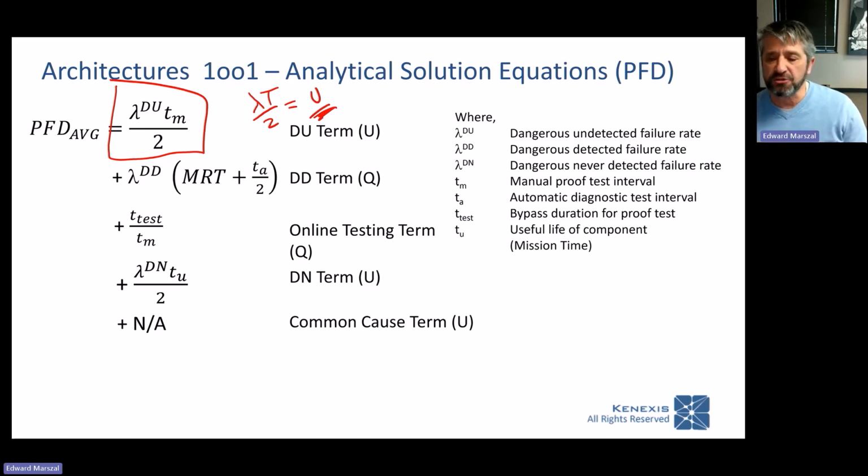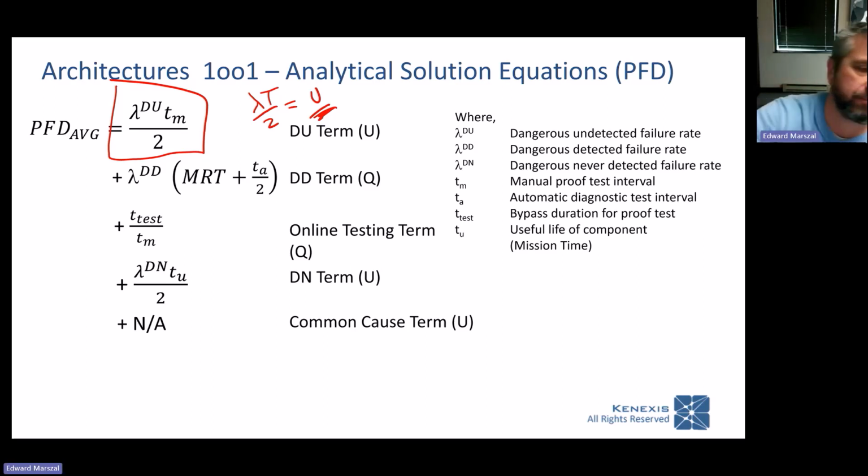Unreliability. Dangerous undetected failures exist for the entire mission. You cannot detect and repair a DU failure mid-mission. Therefore, the appropriate way to model it is unreliability, which is lambda T over 2, the average unreliability over the mission time. It's not the lowest, it's not the highest, it's the average.